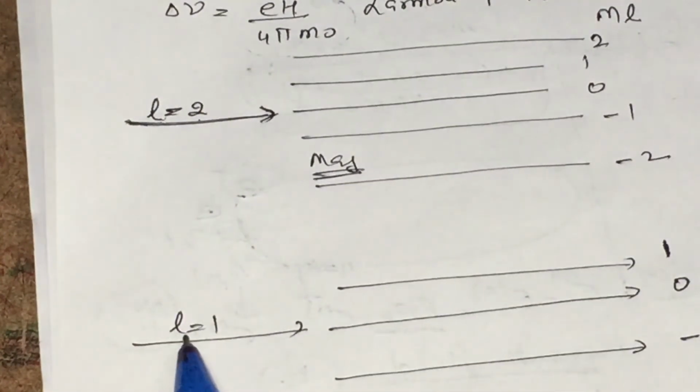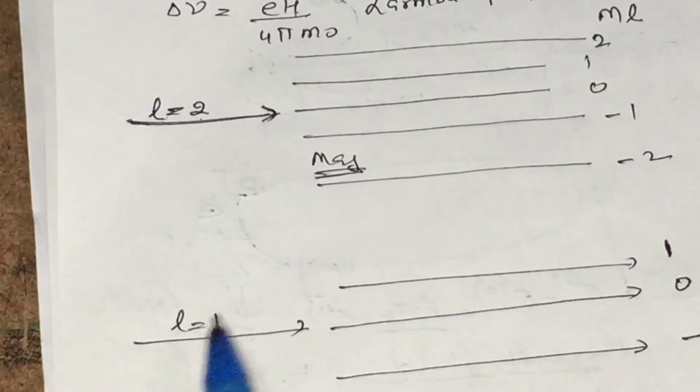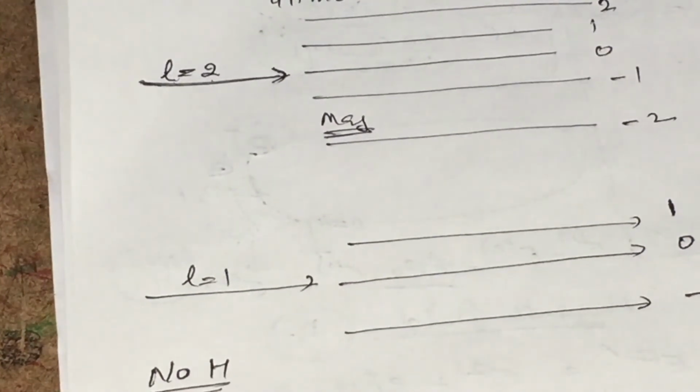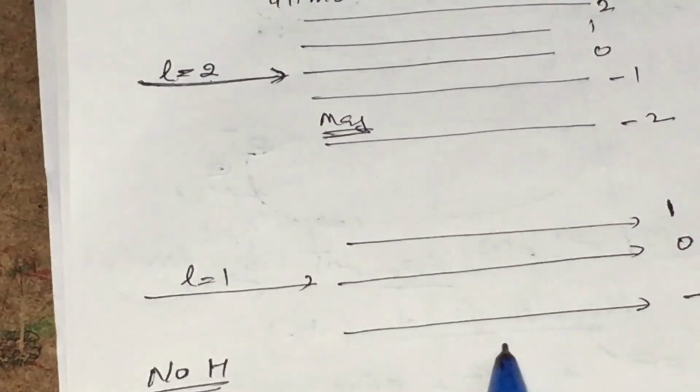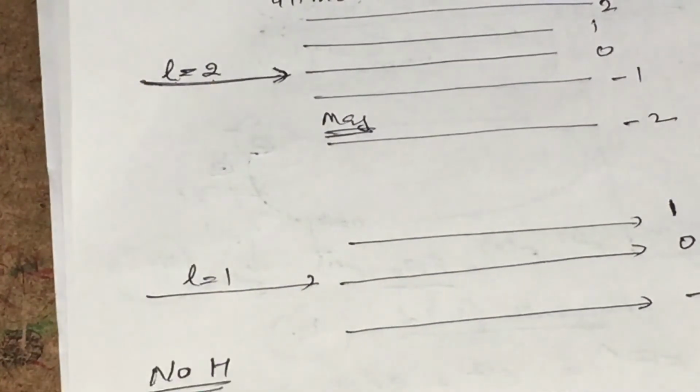Similarly, if an electron is moving in an orbit having L equal to 1, that is the orbital quantum number, it has a single path when there is no magnetic field applied, but as the magnetic field is applied, this single path will split into 3 paths. It means there are 3 possible orientations or orbital paths for an electron.